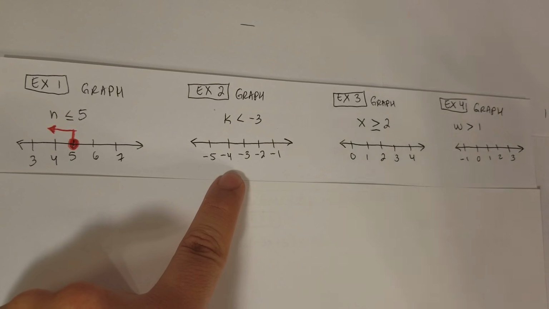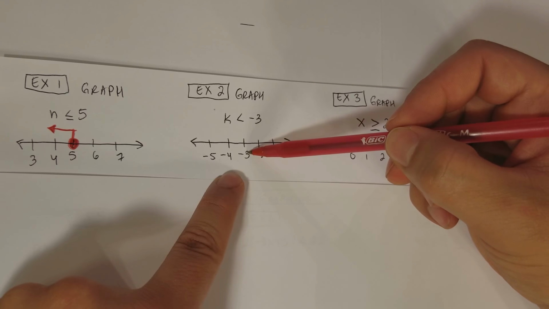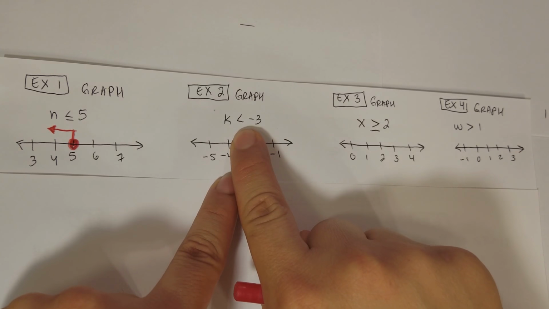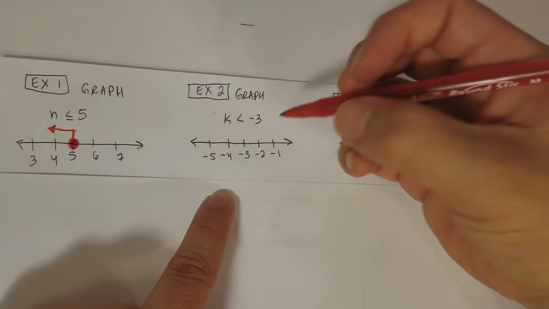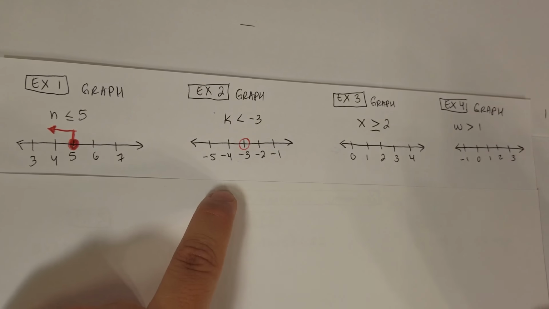Example number 2. Graph k is less than -3. Okay, so we go to the -3, which is right there. Do we have the little line under it? Well, the answer in this case is no. So we don't have the little line under it. That means that we're not including that number. So we're going to put an open circle at the -3.